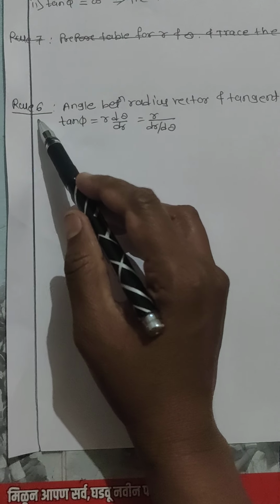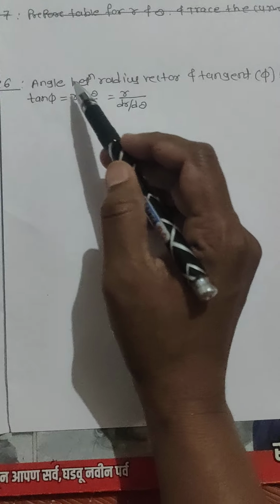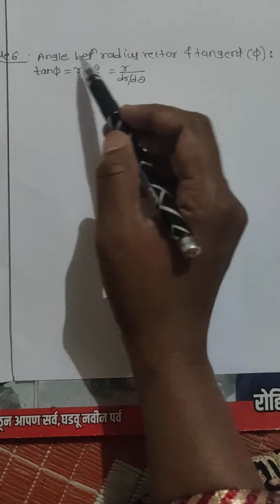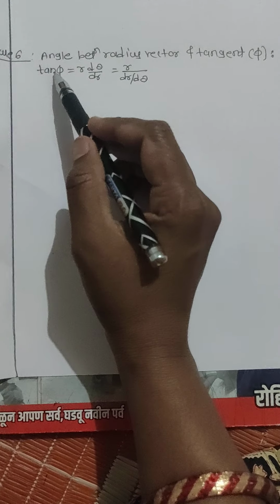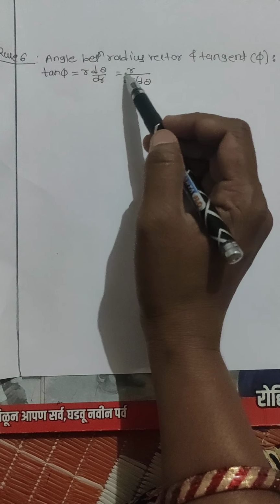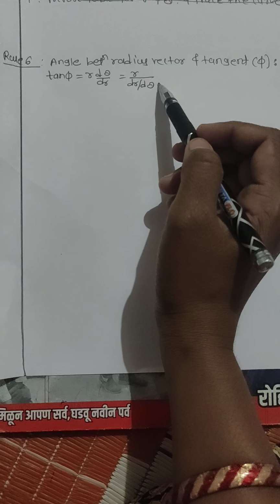And rule 6 is very important for drawing the loops. Rule 6 is the last rule: the angle between the radius vector and the tangent, phi. So we have to write down the conclusion. What is the result? Tan phi equal to r d theta by dr, that means r upon dr by d theta. So how do we write the conclusion here?